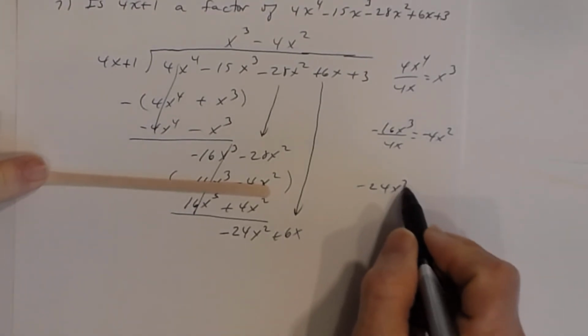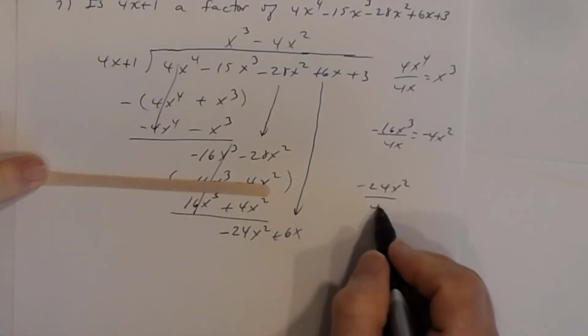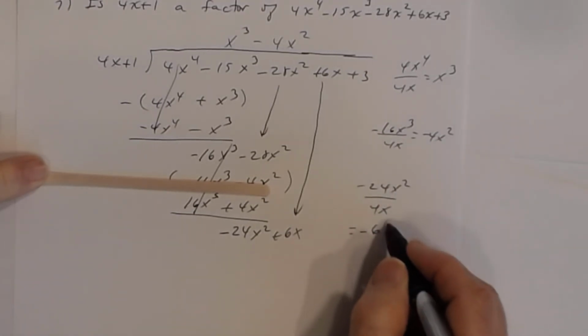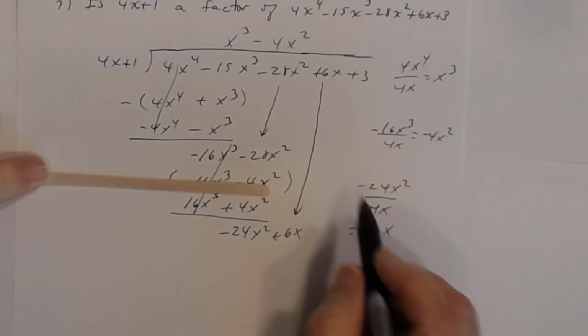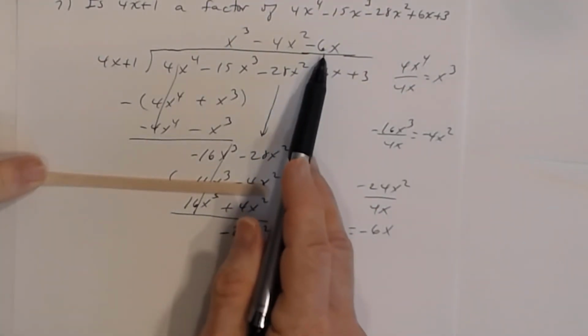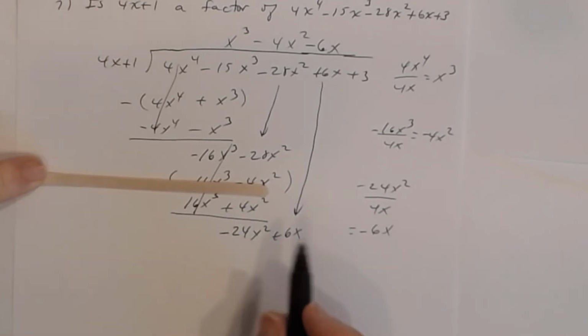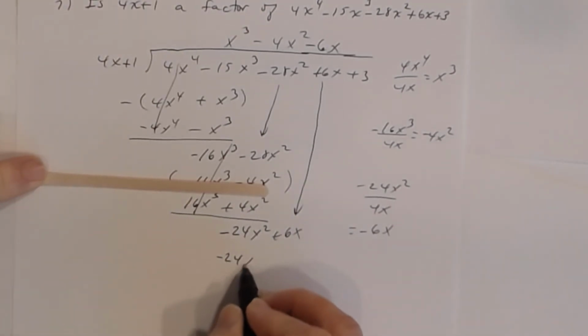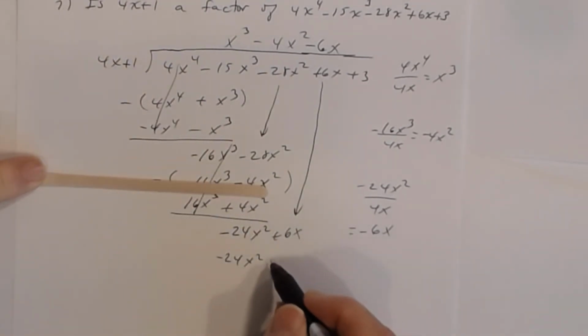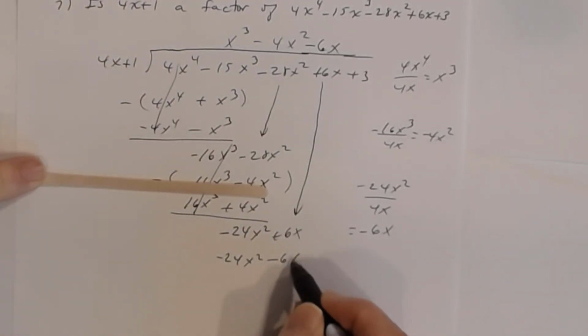Negative 24x squared divided by 4x. Negative 24 divided by 4 is a negative 6. X squared divided by x is just x. So that goes here. So negative 6x. Then you multiply. Negative 6x times 4x is a negative 24x squared. Those have to be the same. Negative 6x times 1 is a negative 6x.